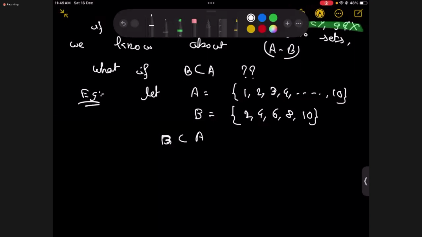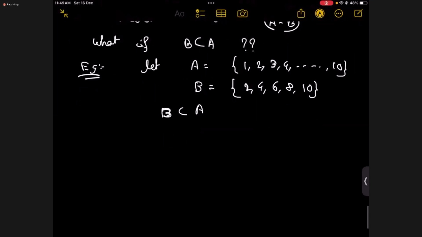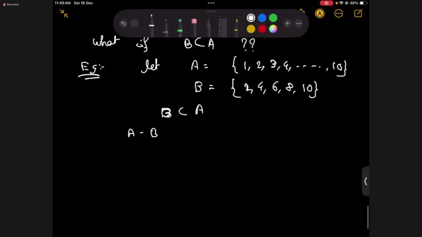Now what about A minus B? A minus B equals {1, 3, 5, 7, 9}. Why? Because we use the definition of A minus B and you can get this.